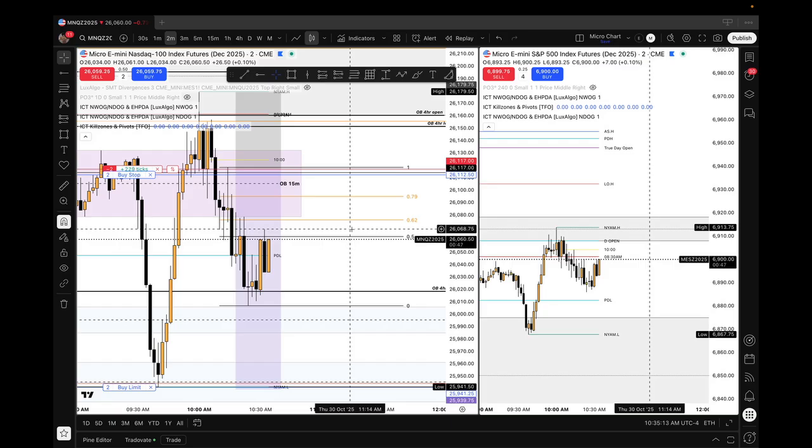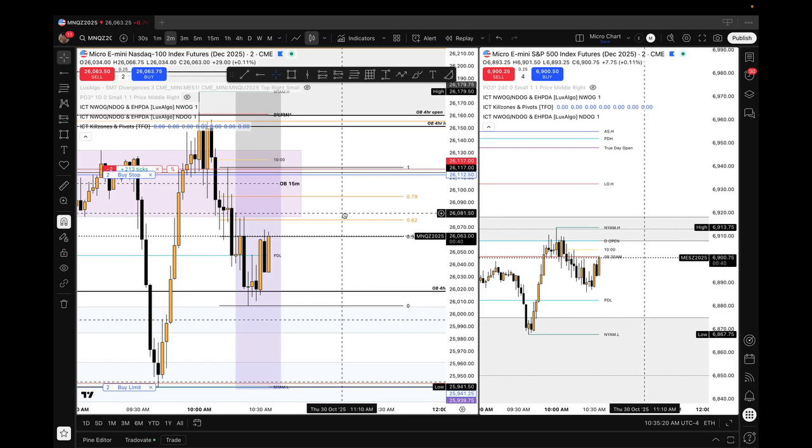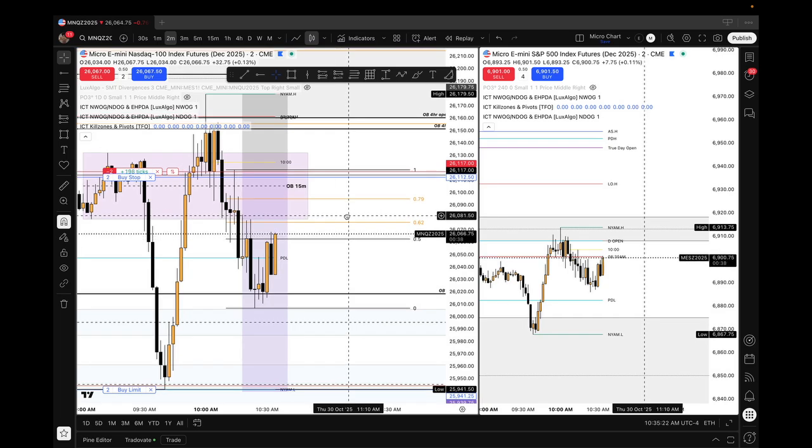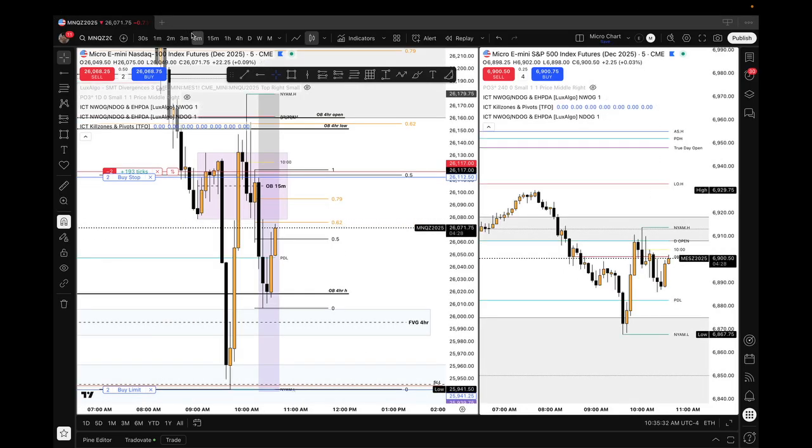So if we end up taking out that high, I think I'm going to close the position out. Try to take some profits at least. Maybe take another trade. I just don't believe or understand why price would do such a thing. But it's just how it is. It's price.